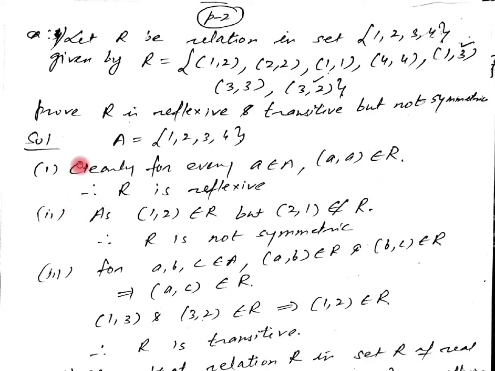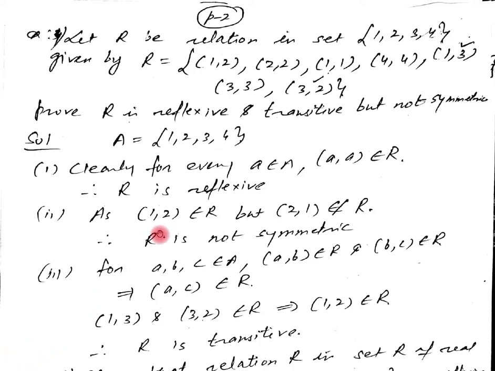So first, clearly (a, a) belongs to R for every a belonging to A, because (1, 1) is there, (2, 2) is there, (3, 3) is there, (4, 4) is there. It means every element of A is related to itself. Therefore, R is reflexive. Now the second point, we have to check the symmetry. Now as (1, 2) belongs to R but (2, 1) is not there in R, so it is not symmetric.